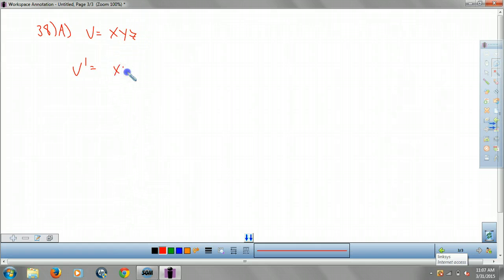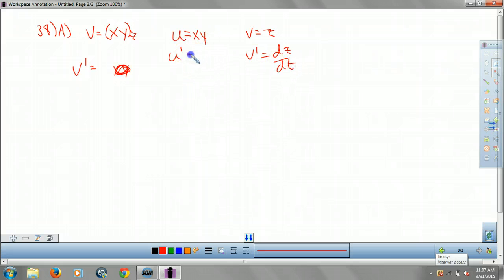So I'm going to use the product rule. I'm going to say u is xy, v is z. So u prime, v prime. V prime is just dz over dt, right? U prime, though, we have to do a sidebar. So we're going to have to do u is x and v is y. So we have to do a product rule in our product rule to find out the derivative.